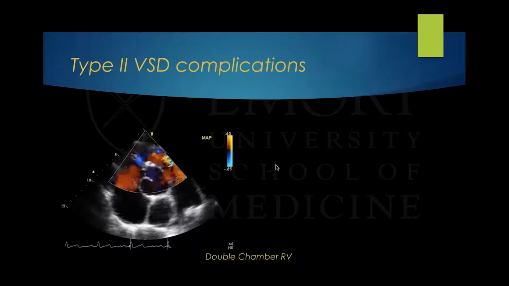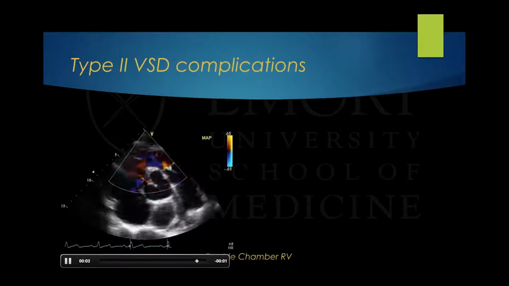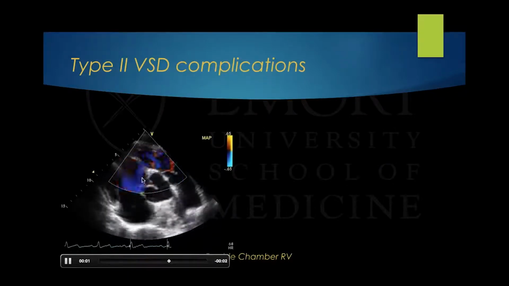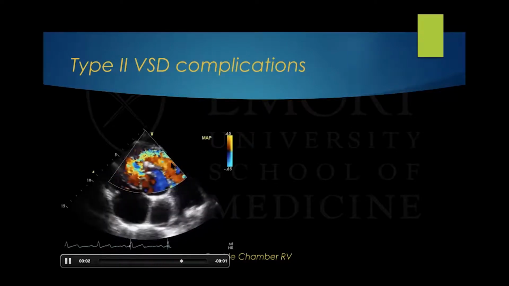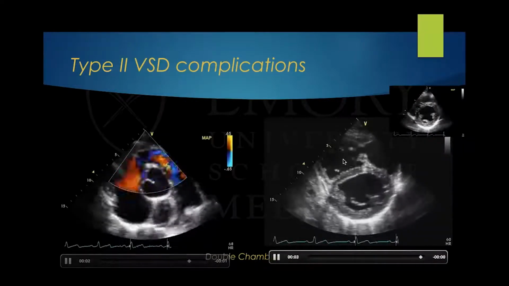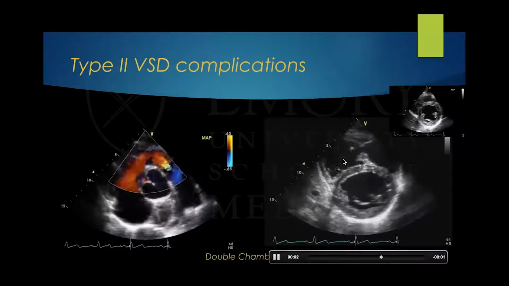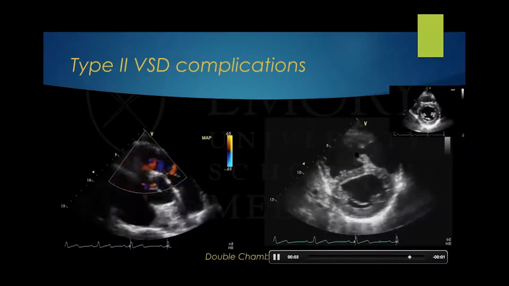The other complication that is very common is the double chamber right ventricle. In this example, there is a large membranous ventricular septal defect, and you see that there is a turbulent flow into the outflow tract. That's because of these muscle bundles that are created; one of the hypotheses is probably just that turbulent flow against the wall of the right ventricle.